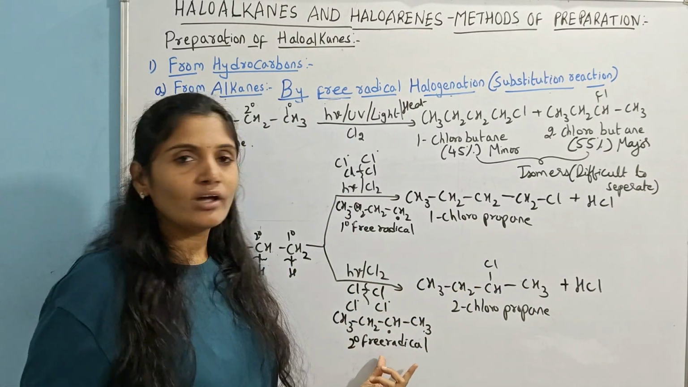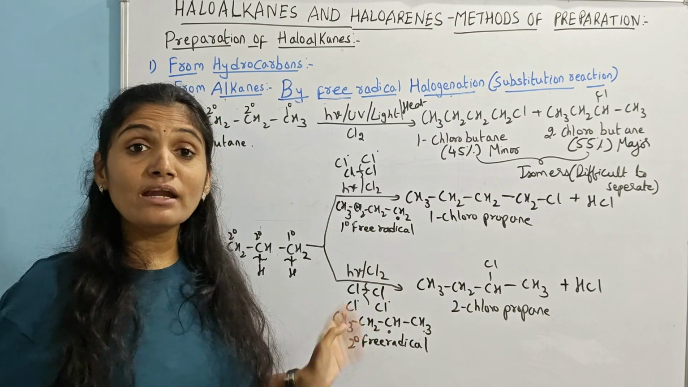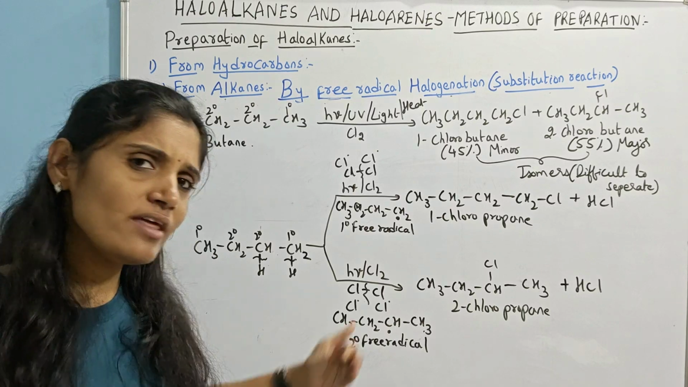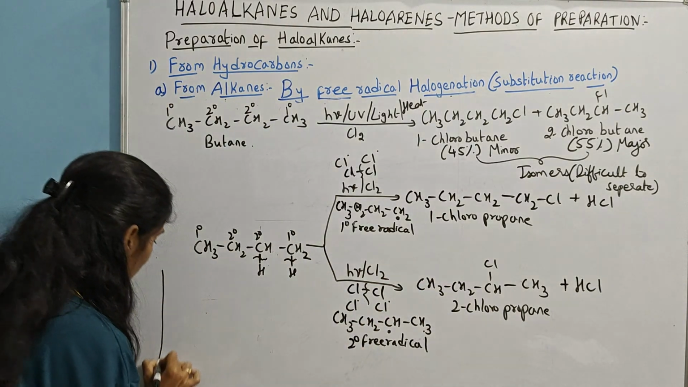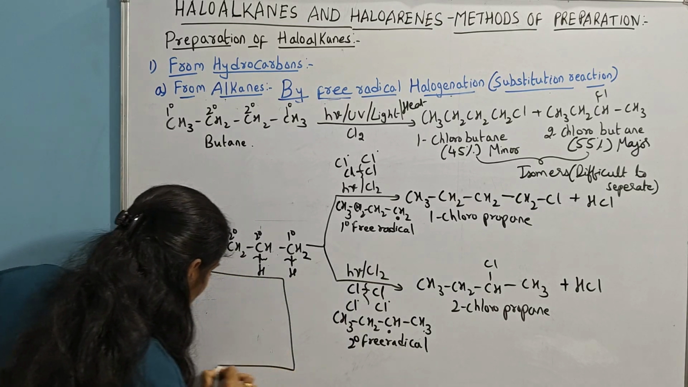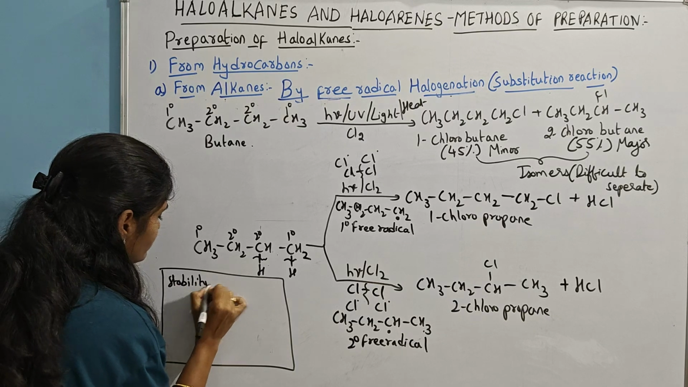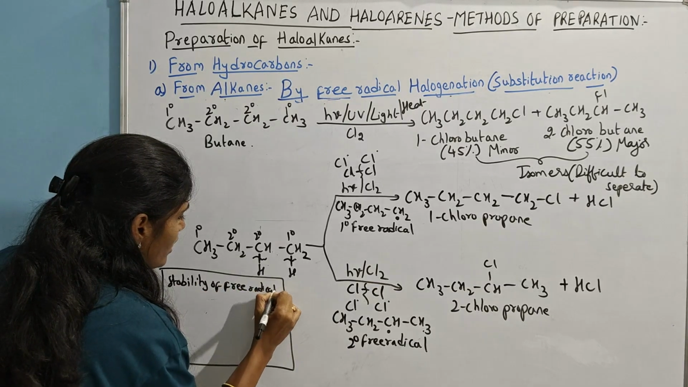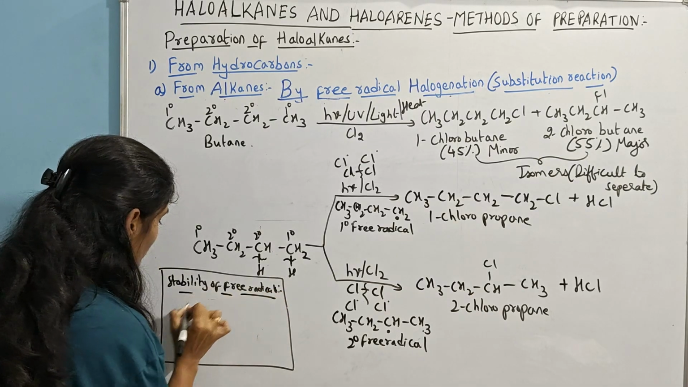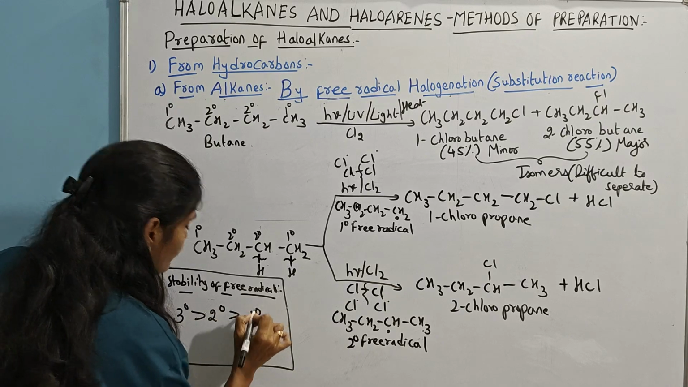Now here I got a secondary free radical. In whichever reaction the intermediate is stable, that will be my major reaction leading to the major product. Now if you see the stability of free radicals, the tertiary free radical is more stable than secondary, and then it is your primary.